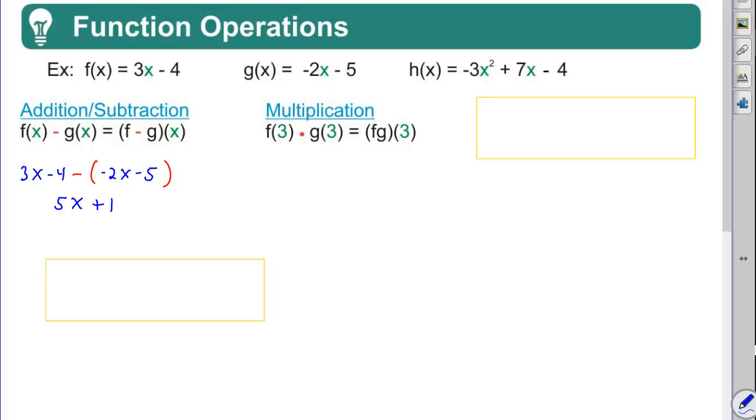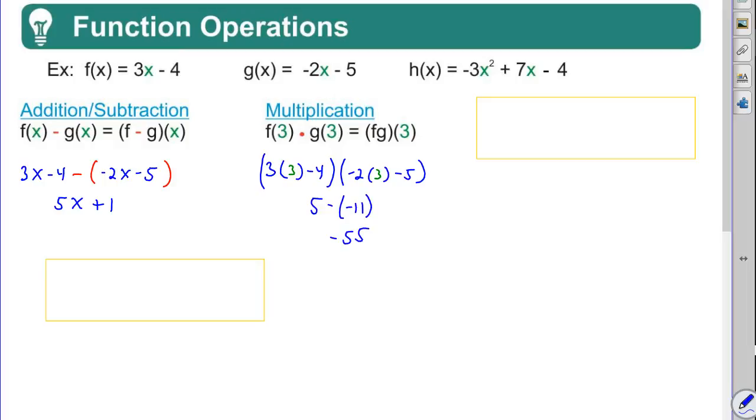So I'm going to take the f function, and where the variable is, I'm going to put in a 3. And I'm going to take that, that's why I'm using parentheses, and multiply it times the g function. And again, where the variable is, I'm going to put in a 3. Okay, so we got a 3 here, and we've got a 3 here. All right, left parentheses ends up being what? 9 minus 4 is 5, times the right parentheses, negative 6, negative 5, negative 11, grand total, negative 55.